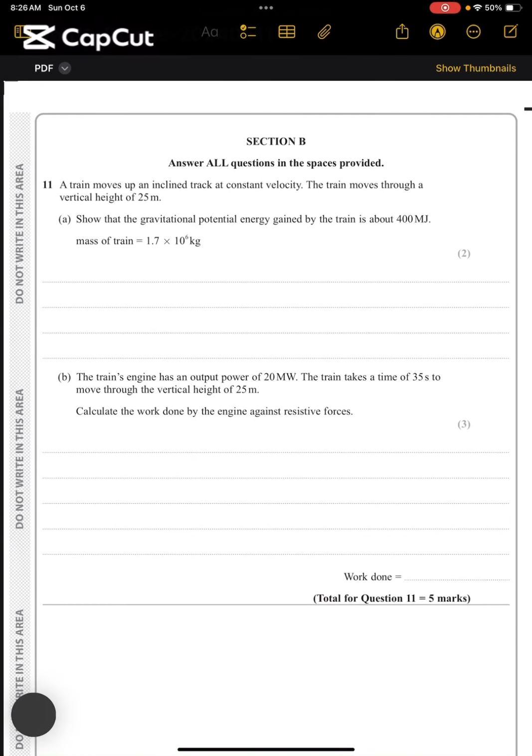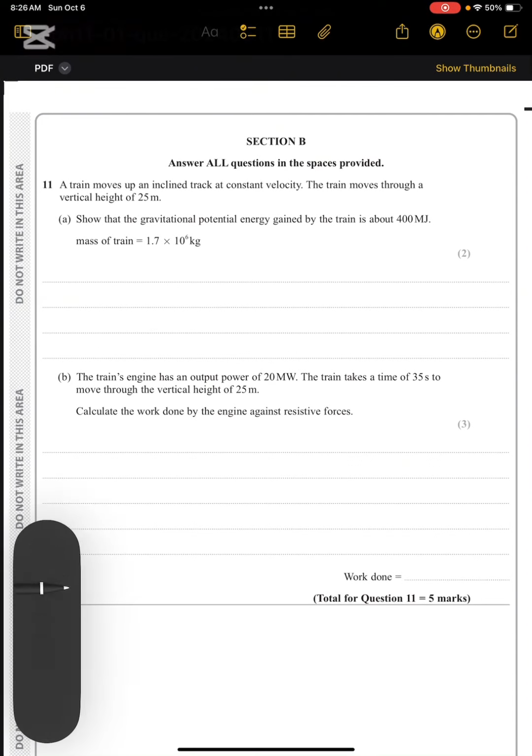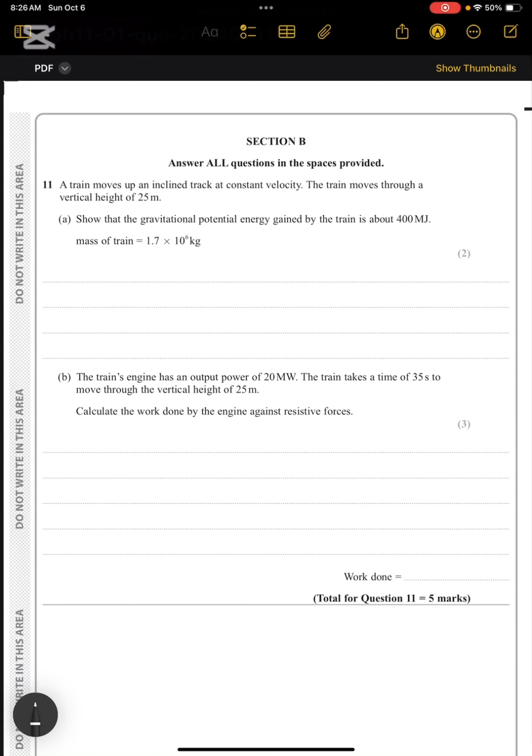So let's solve question number 11. In question number 11, they have said a train moves up an inclined track. So you can say this is an inclined track, and from here a train has been moving up with a constant velocity. So the velocity is constant. This is a really important information.